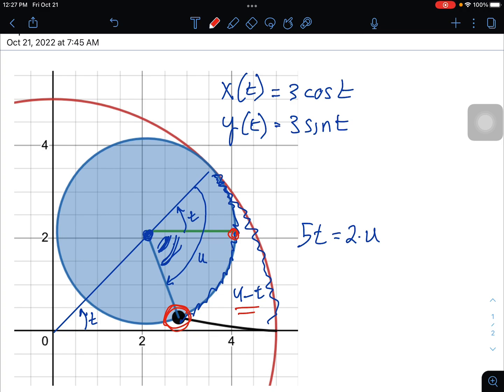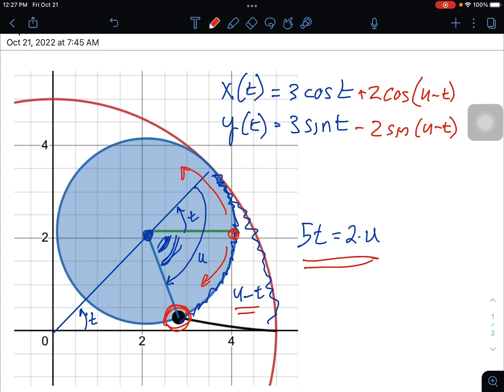So that is going to be a plus 2 cosine of u minus t. And since if it was sine, it would go up this way, but it's going down this way, it's going to be minus 2 sine of u minus t. And now this is where this equation comes in. u equals 5/2 t. And so I could plug that into these equations up here.